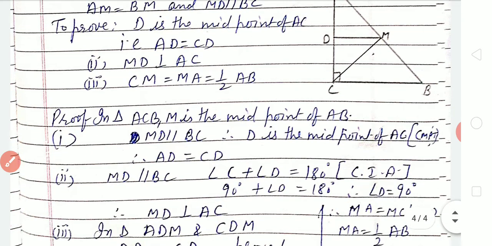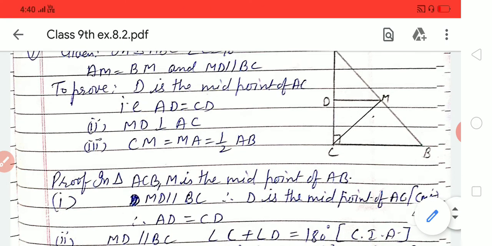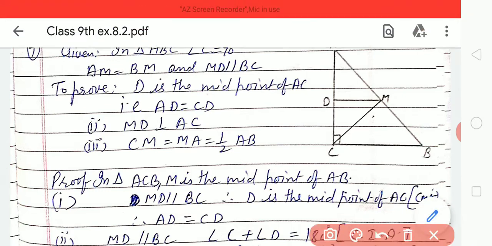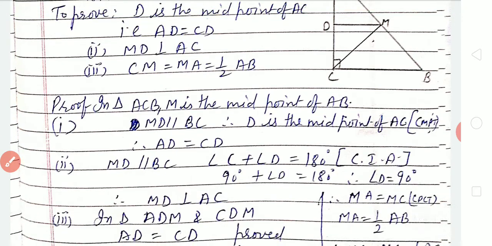So let us start. As M is the midpoint, AM equals MB, and in the triangle, if M is the midpoint, you can say that MD is parallel to BC and also half of BC. So if M is a midpoint, then D is also a midpoint and AD equals CD. This is the first part that we have to prove.